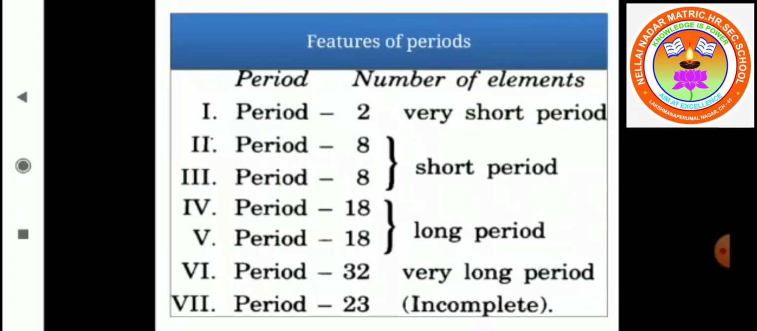So these are the features of the modern periodic table. So 7 periods. The first period is the shortest period consisting of only 2 elements. The second and third periods have 8 elements each. The fourth and fifth periods are called long periods consisting of 18 elements each. The sixth period consists of 32 elements, very long, and the seventh period is incomplete. It is also having 32 elements, and new elements are being discovered and added into the seventh period, so it is said to be incomplete.